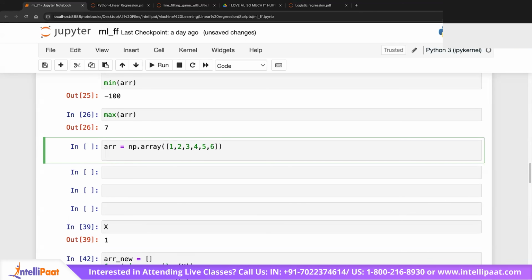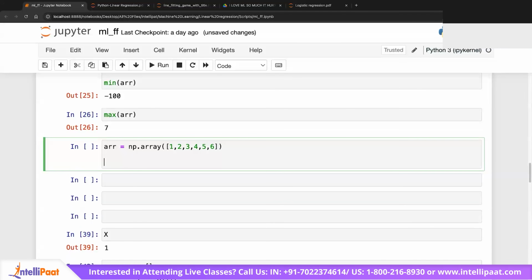Did you understand this is how you declare an array in NumPy? Array is equal to np.array 1, 2, 3, 4, 5. This is an array. Okay. What is the dimension of the array? Is it a 1D array or a 2D array? Okay. The shape of the array is 1D. Agree?